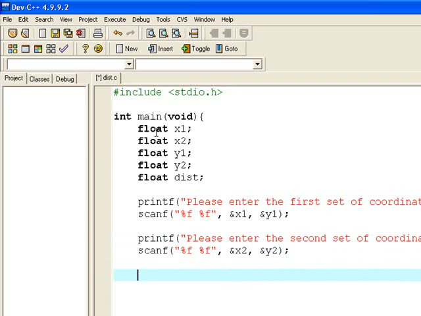What we should now do is say distance is assigned distance calc. So this is going to be a function. I haven't written the function yet, but this is what I plan to put into it. So I want to send it the four coordinates, or the four numbers of the two coordinates, and I want it to return to me the distance. So I'll say x1, y1, x2, y2.